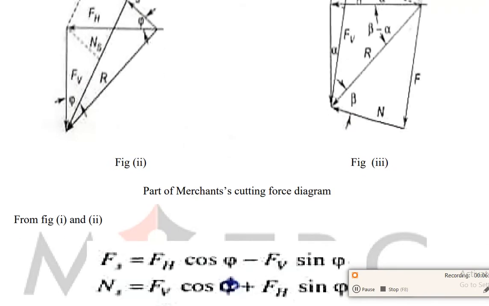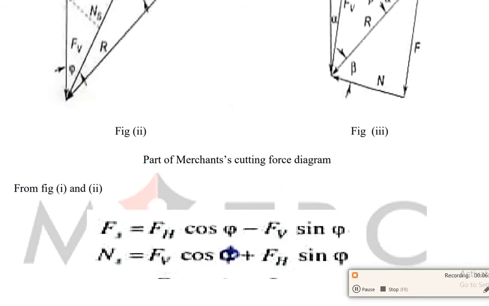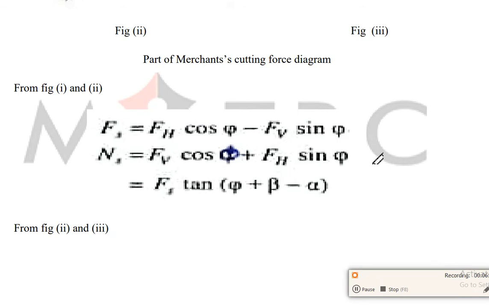Part of the Merchant cutting force diagram will be separated into two parts. If you look at this figure, we are resolving the forces along the shear horizontal plane and the vertical plane. So here the force F, that is the friction force along the rake face, is equal to Fh cos phi minus Fb sin phi. This is equation number one.